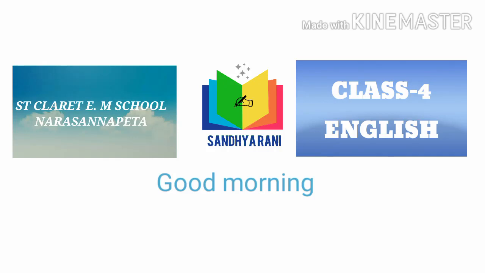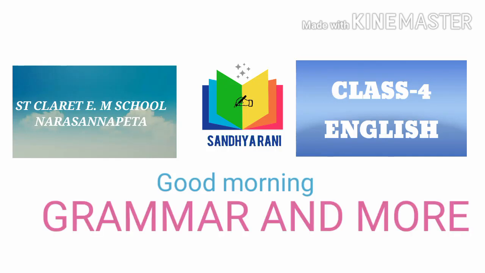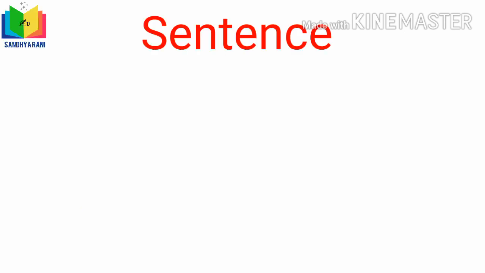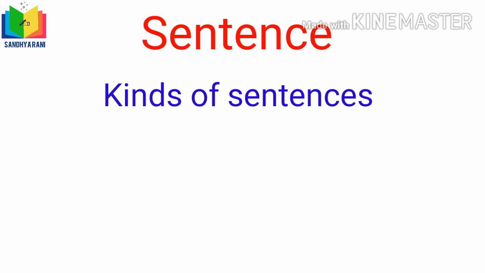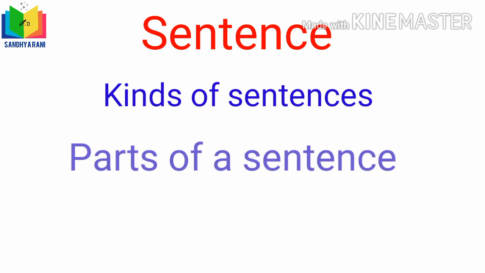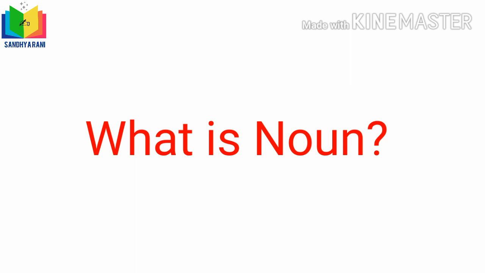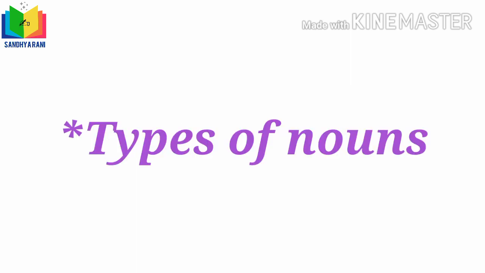Children, in our previous class, in the grammar and more, we learnt about sentence. What is sentence and the kinds of sentences, and also we learnt about the parts of a sentence. Today, we are going to learn about noun. And in today's class, we are going to learn about what is noun and the types of nouns, and I will teach you some easy methods to find out the nouns.